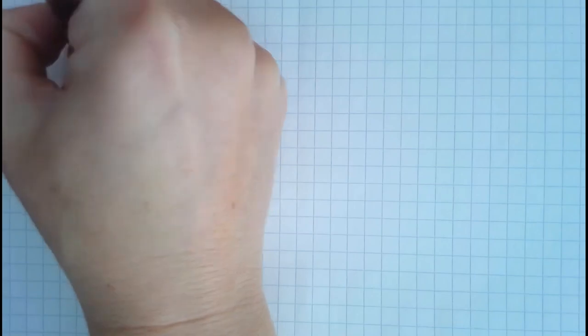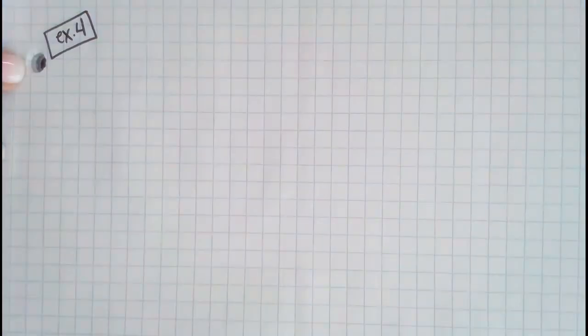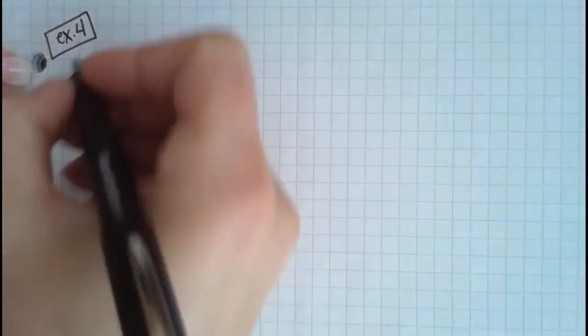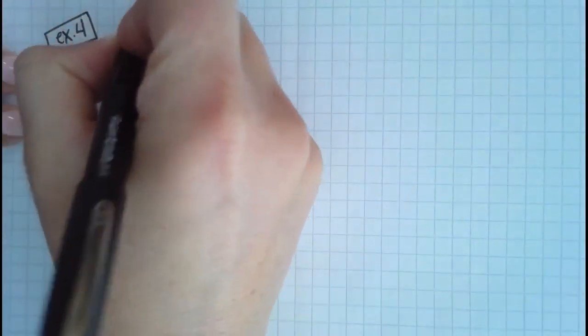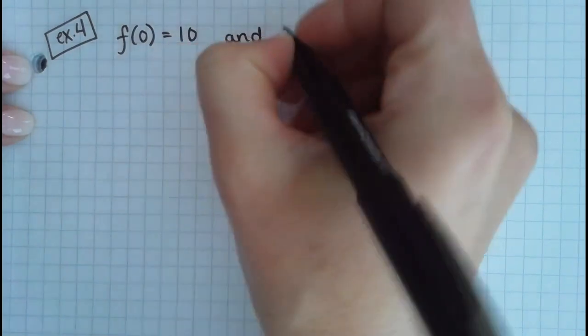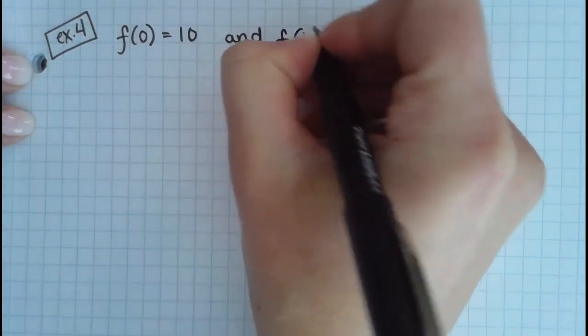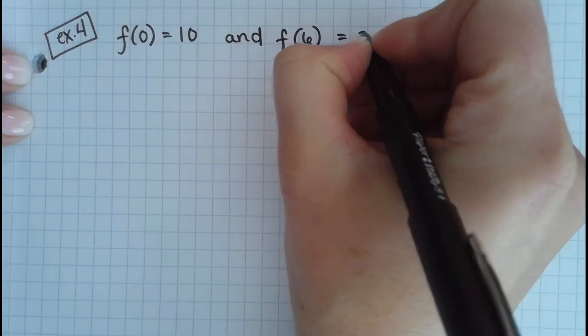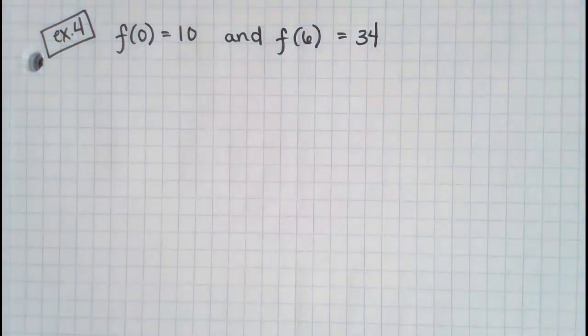Okay? All right, the last way that they might present this to you is giving it to you in function form. So we just sort of have to remember how to work in function form. Example 4. It says write a linear function with the values f of 0 equals 10 and f of 6 equals 34.